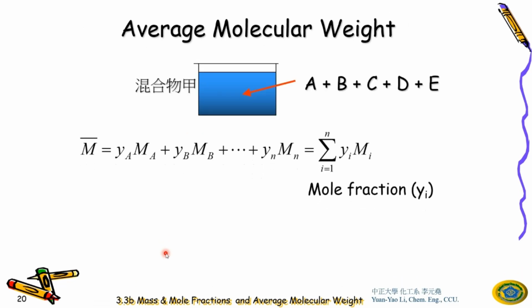So how about average molecular weight? I'm sure you know that. If you have a fraction and you have M with an over bar, what does the over bar mean? Average. Remember, when we talked about this in chapter 2, if you have something with an over bar, that means average, right? So you have fraction A times molecular weight A, fraction B times molecular weight B, and so on. In the end, you have a summation of Yi times Mi. That's it. Piece of cake.